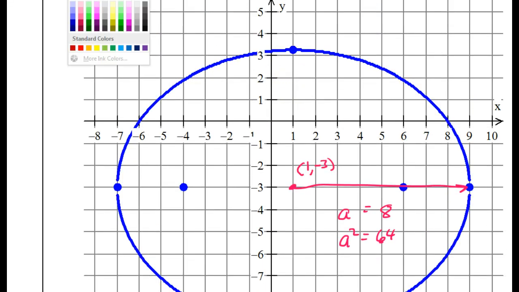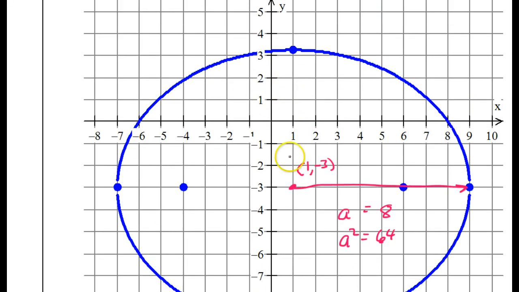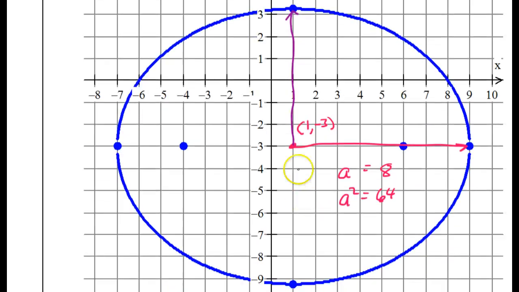So speaking of vertical, let's look at the co-vertices. The distance from the center to a co-vertex is the b value. So this is the b value. Notice that this is not right on the line. So I actually don't know the b value right now, so I'm going to have to come back to that later.